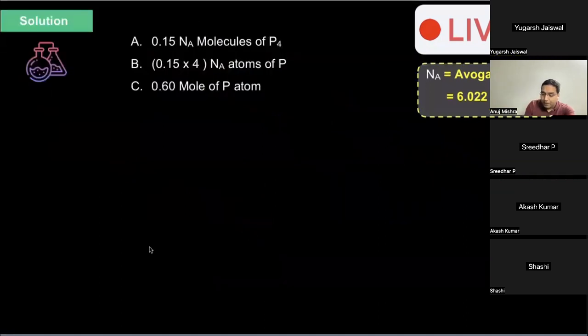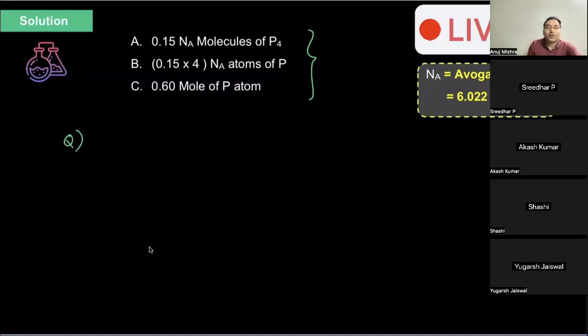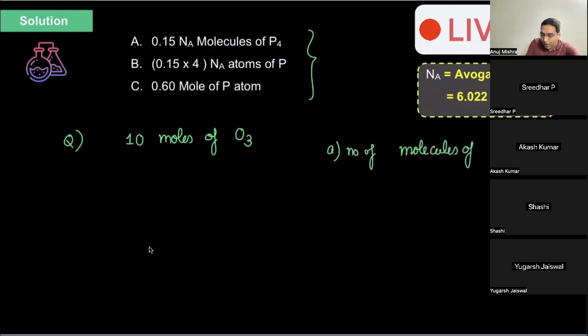Now, if this is clear, let me give you the answer also for the last question. These are the answers. You can take note of it. But here comes a time where I want to check whether everyone understood this concept or not. So let me try another question. Please note down. You are given 10 moles of O3. A part: find out the number of molecules of O3. B part.